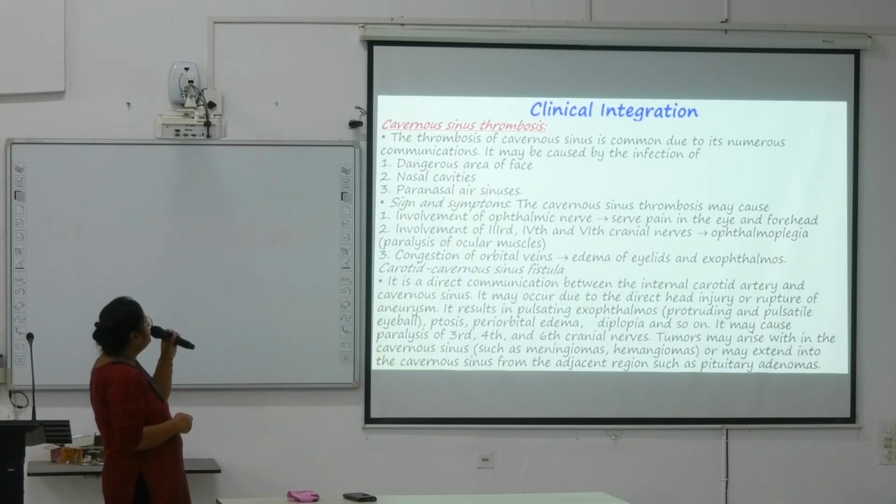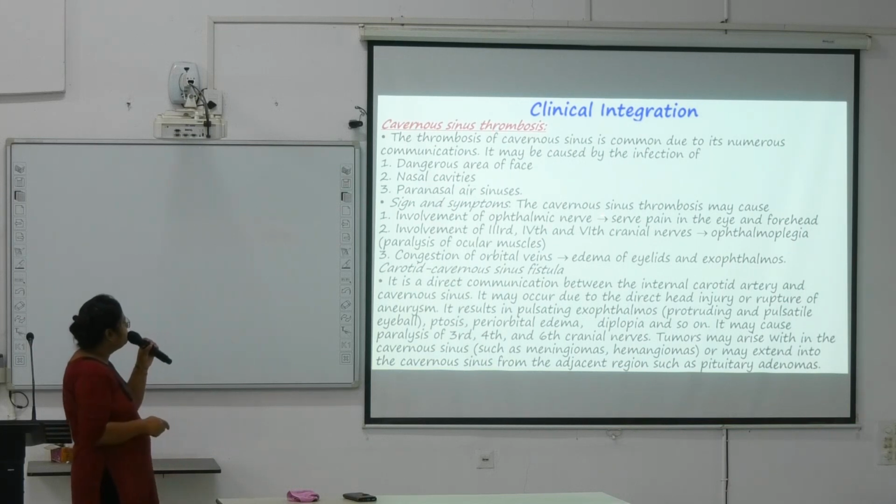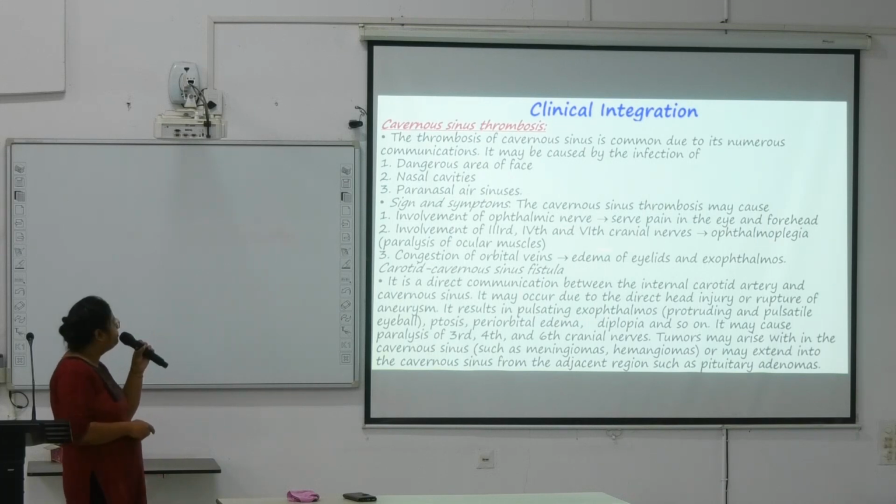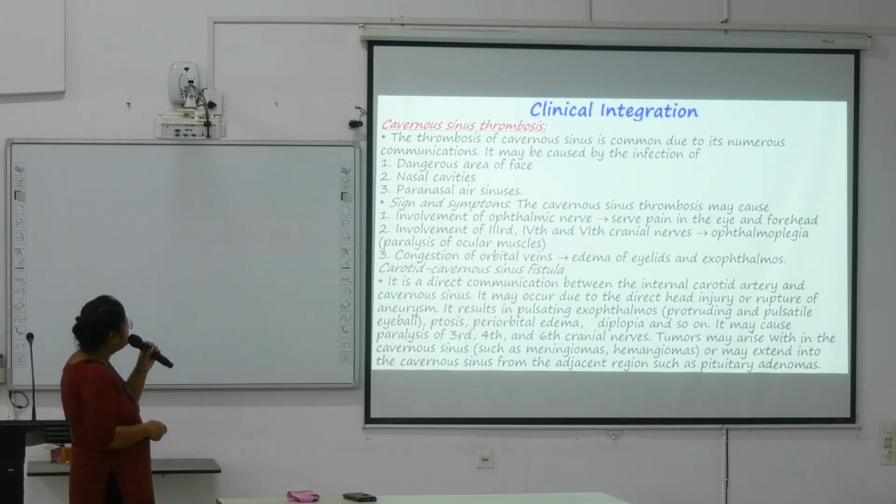It is common due to numerous communications and may be caused by infection of the dangerous area of the face, nasal cavities, paranasal sinuses. What are the signs and symptoms? May cause ophthalmic pain, severe pain in the eye and forehead, involvement of third, fourth and fifth cranial nerves, ophthalmoplegia, paralysis of ocular nerves, congestion of orbital veins, edema of the eyelid and exophthalmos. So these are the signs and symptoms of cavernous sinus thrombosis.